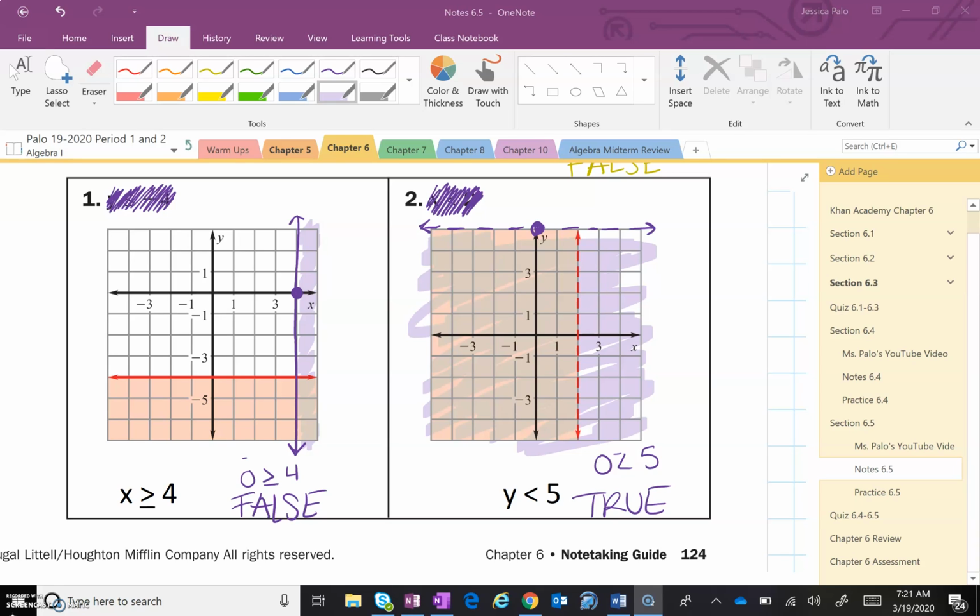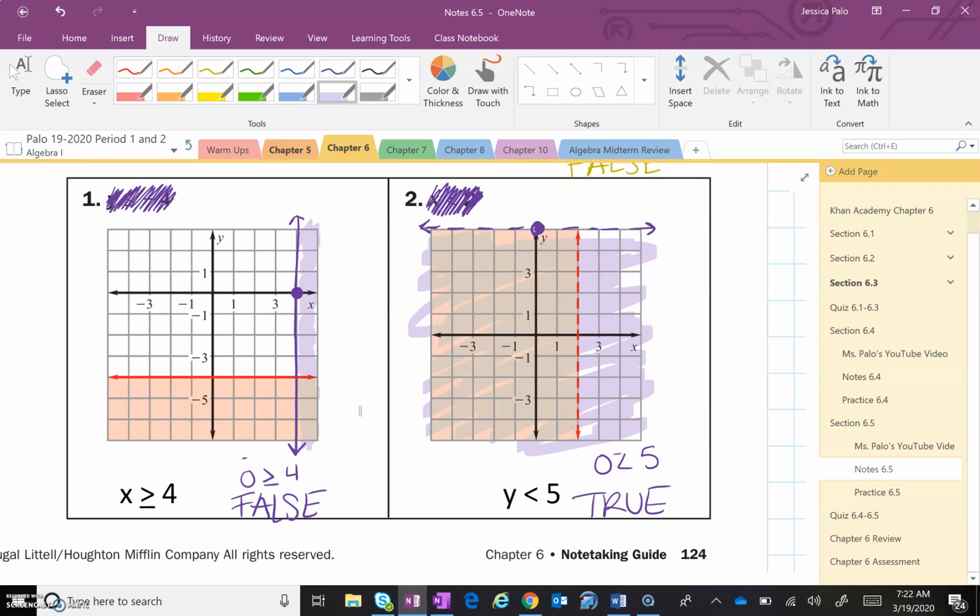So we graph that vertical solid line on x equals 4, and then you're going to plug in that test point. I plugged in 0, 0. So I plugged in that x value of 0. 0 is not greater than or equal to 4, so that is false. So my test point is right here. This whole side is now false, so I am going to shade the opposite side. All of my solutions now fall on the right side of the line.